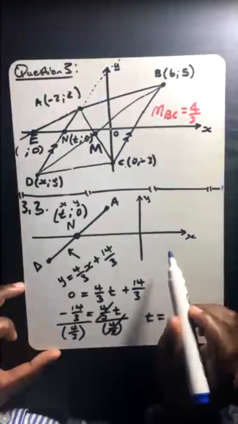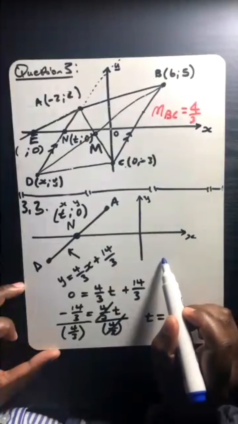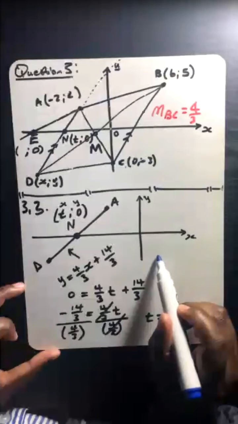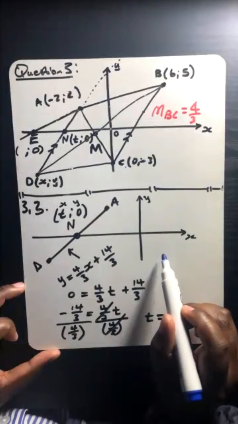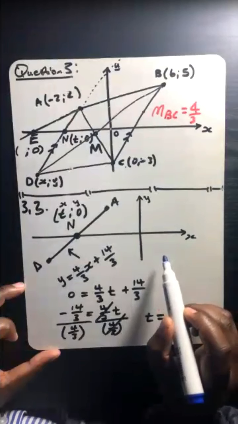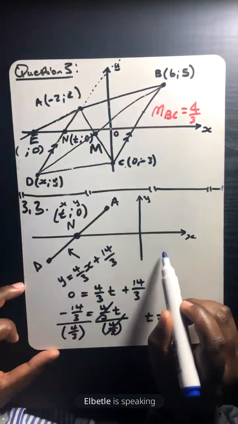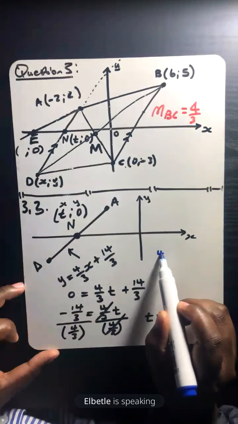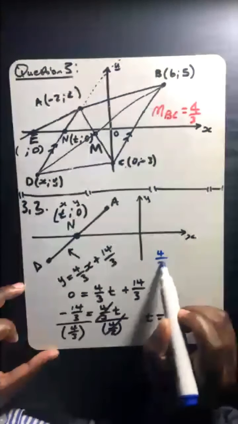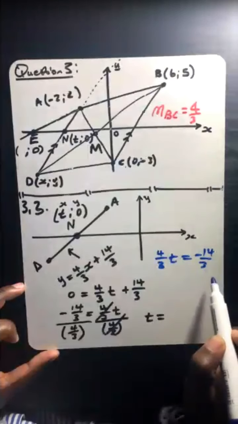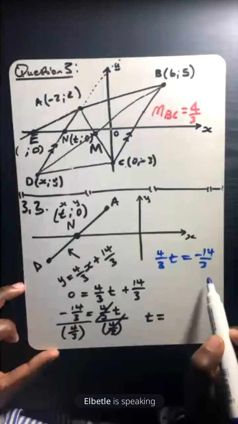Let's consider that being option B. I'm not sure, it might be wrong. No, it's fine. I'm sure it's going to help us expand our explanation. Just say exactly what you said. 4/3t is equal to negative 14/3. Then we divide both sides by 4/3.